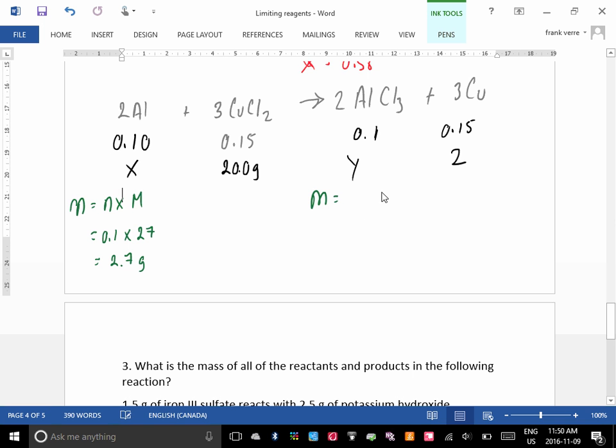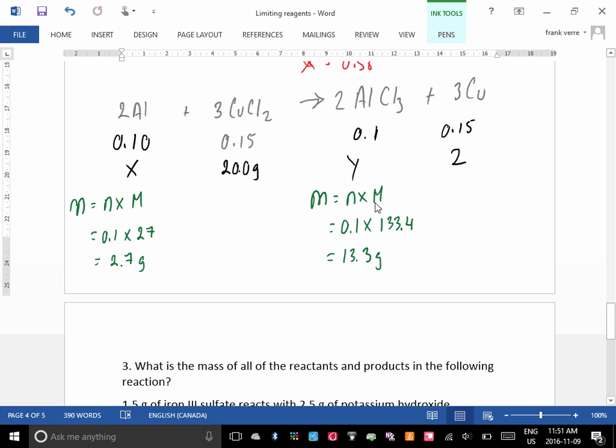So let's work out y, which is aluminum chloride. What's the mass of aluminum chloride? Number of moles times molar mass. 0.1 times the molar mass. Aluminum chloride would be 3 chlorine at 35.45 plus 1 aluminum at 27. So what's the molar mass of aluminum chloride? About 133. So that would represent 13.3 grams, if I just leave it to one decimal place.